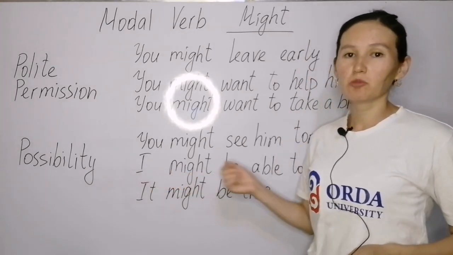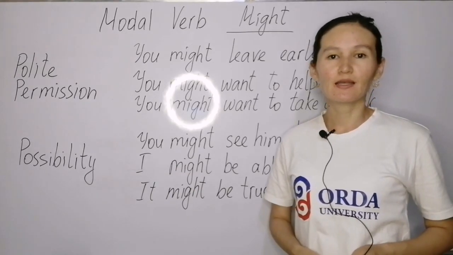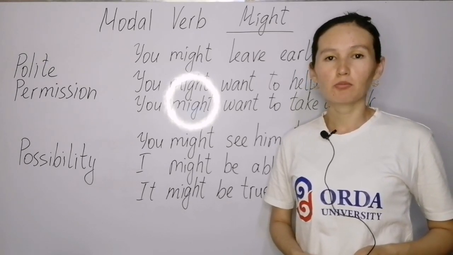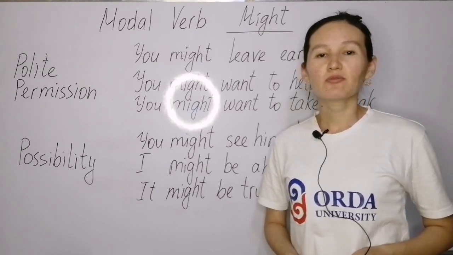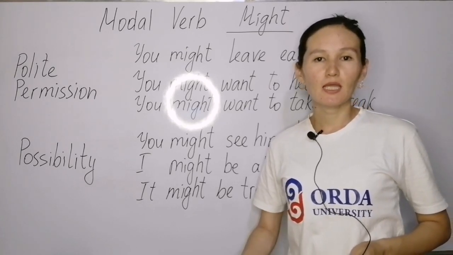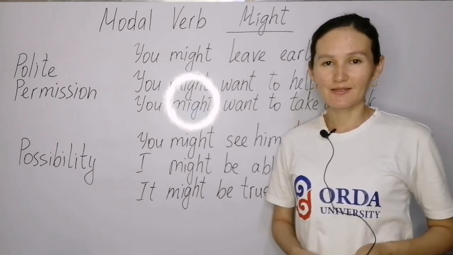I might be able to do that. Might be, might plus be, bare infinitive be. Might be able to do that.